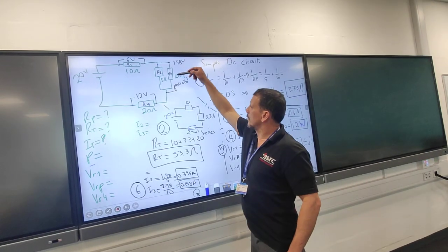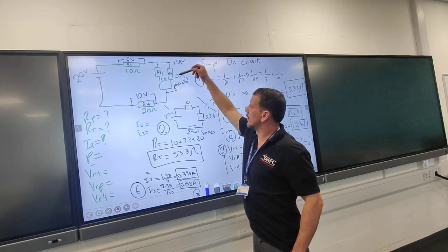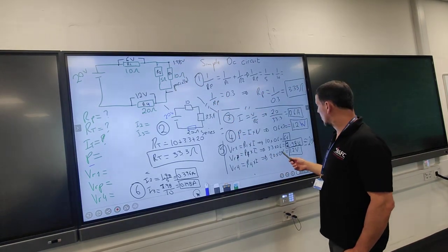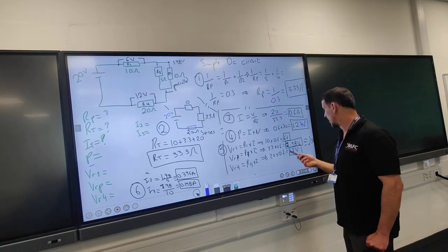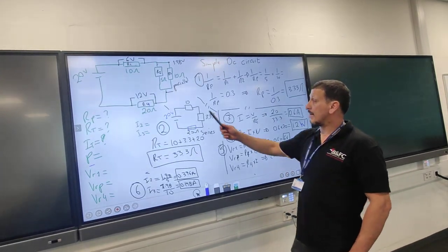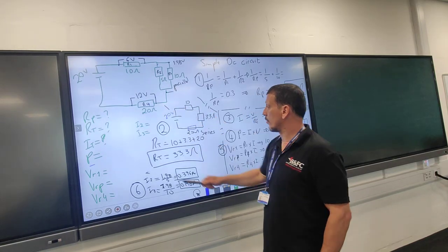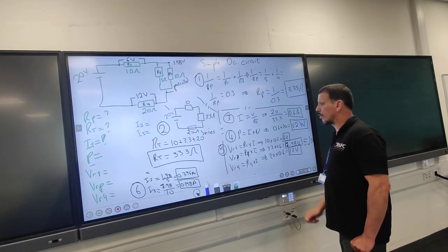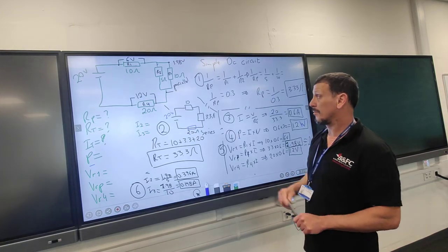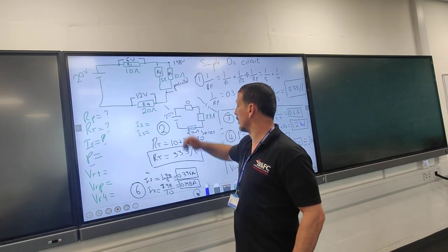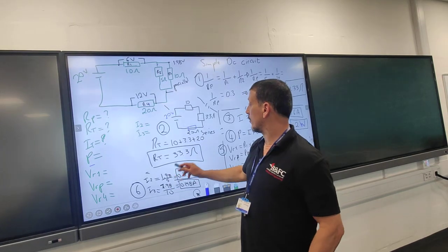This parallel branch is going to be the current that passes through it times the resistance. The resistance on it is 3.3 times the current, 0.6. So you have 1.98 volts. And for R4, the same. You got a current of 0.6, a resistance of 20, you have 12 volts on it. So that's finalized.